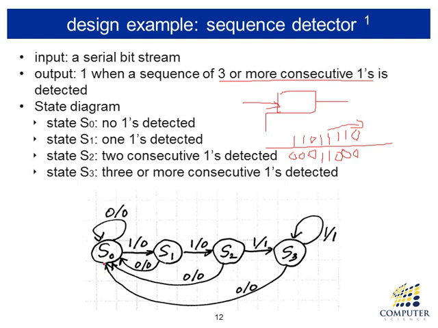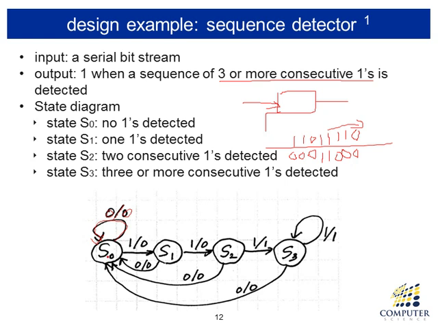In a state diagram, you put the name of the state in a circle. So we have 4 circles, 4 states. We label them S0, S1, S2, S3. We begin with state 0, the meaning of which is no ones detected yet. Then if 0 comes into the system, you remain in the same state, no ones detected yet, and you produce output 0. This is how you construct a state diagram.